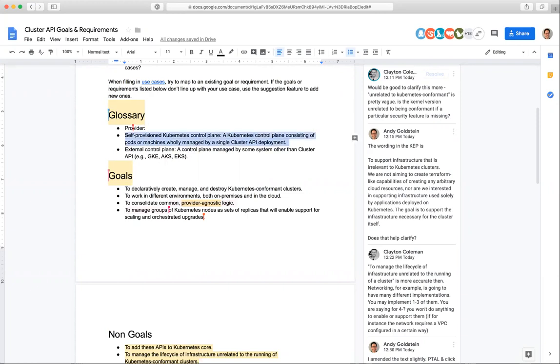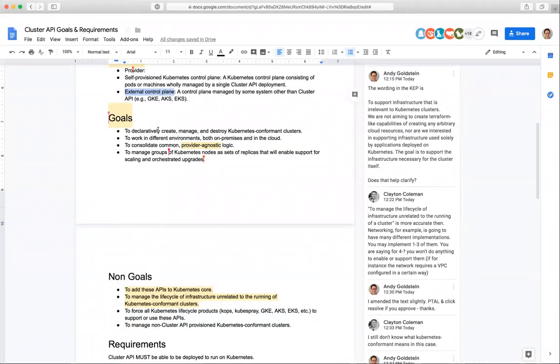We also want to have the concept of a control plane that is provisioned by Cluster API, where the control plane is represented either by machines or pods, but not something like a GKE or an EKS control plane. And then the alternative to self-provisioned is an external control plane like GKE or AKS. And we have been brainstorming about potentially using Cluster API as a singular API to manage both external control planes and self-provisioned ones.